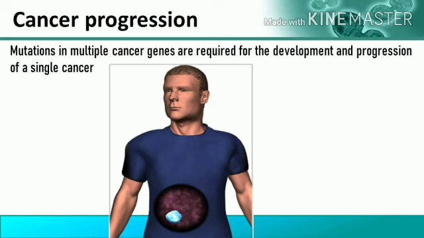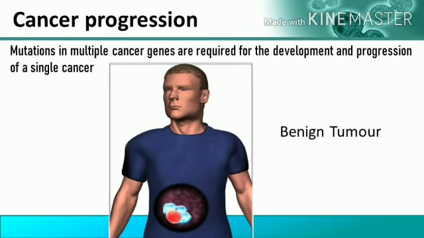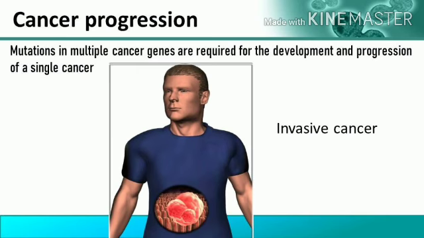The different stages of cancer progression are shown. First, we have the benign tumor. A cell begins to divide more rapidly than its neighbors and a localized mass of cells forms. Next is in situ cancer, wherein a cell begins to divide in an uncontrolled way. Then we have invasive cancer. The tumor gets bigger and cells begin to invade surrounding tissue.